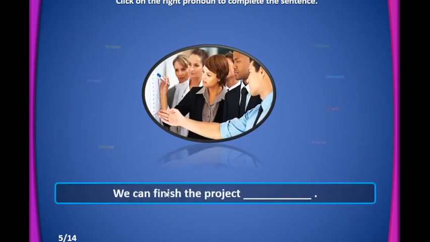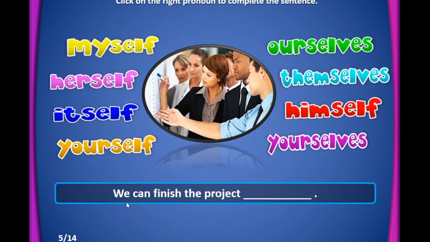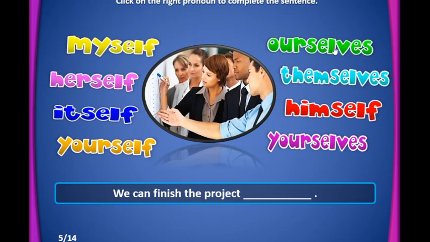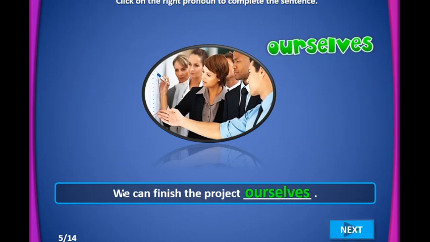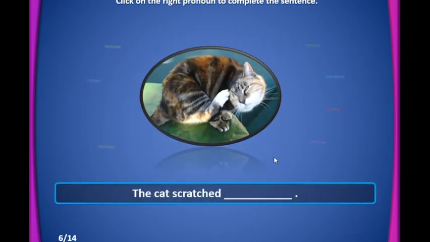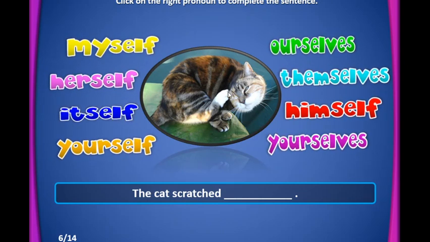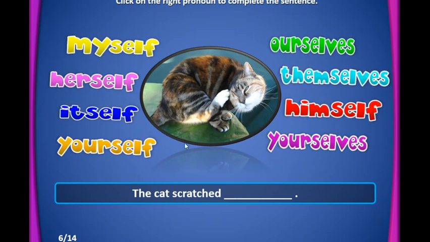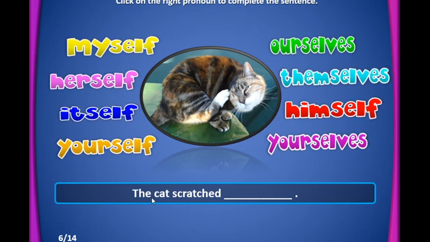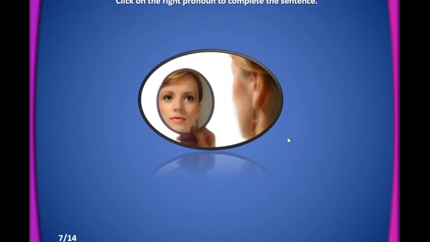The next one, it says here, we can finish this project. And we have the pronoun we. We can finish the project. Yes, you got it. Ourselves. We ourselves. Look at the cat. The cat scratch, scratch, scratch. Yes, the cat is an object. For the object, remember we use it. So the cat scratched itself because the cat is an animal, object, or thing.